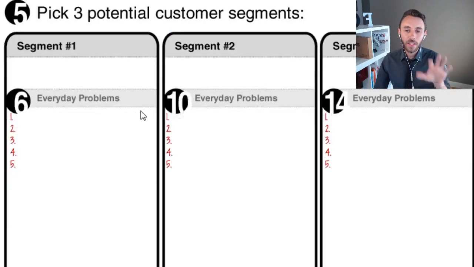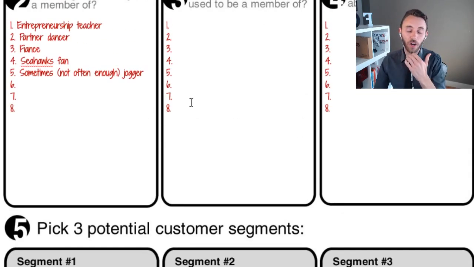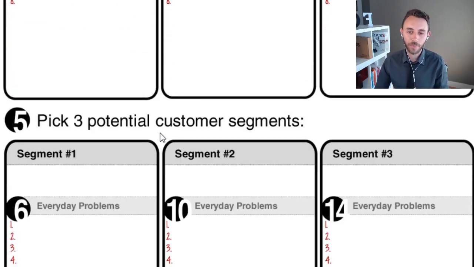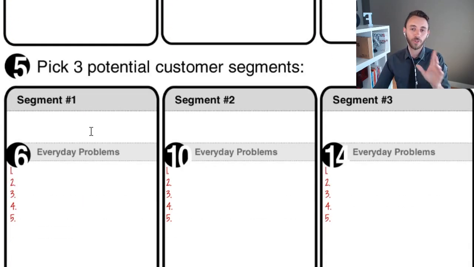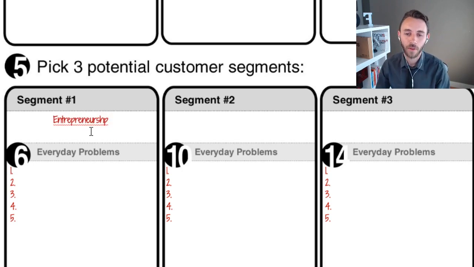All right, so once they have all of their problems or all the customer segments lined up, then you're going to invite them to pick one of those segments. In fact, actually pick 3 of those segments. It can be from any one of these categories, it doesn't matter. But for you guys, I'm going to have you just pick one. So pick one segment, entrepreneurship teacher. You can pick any segment you want.